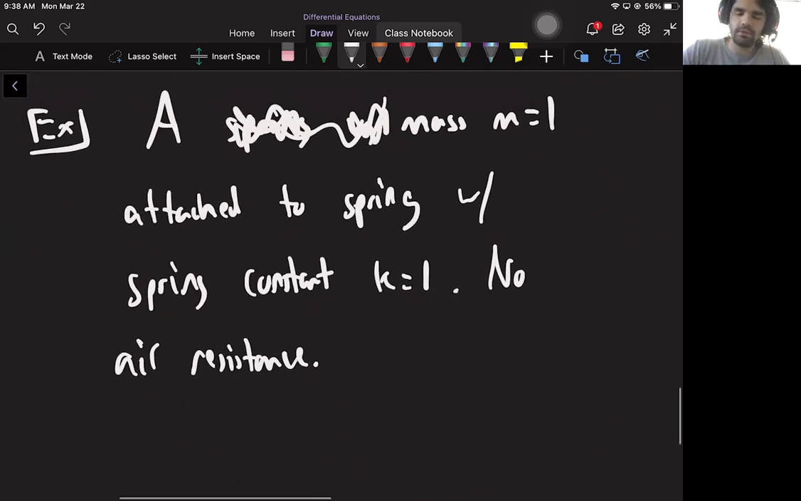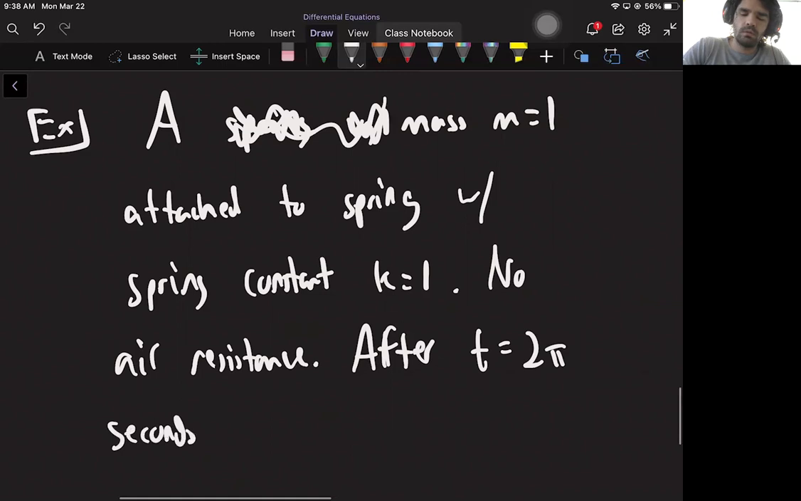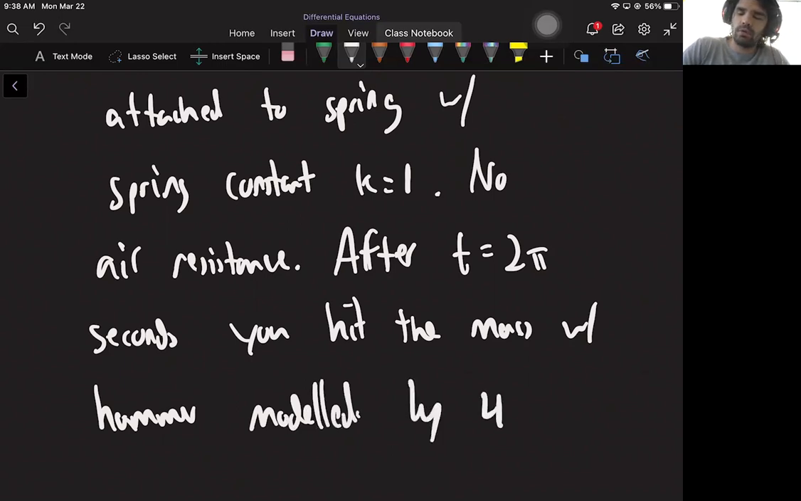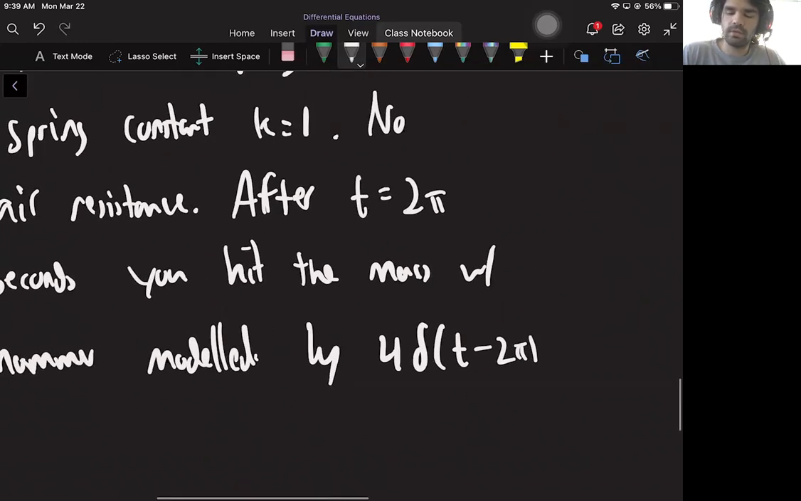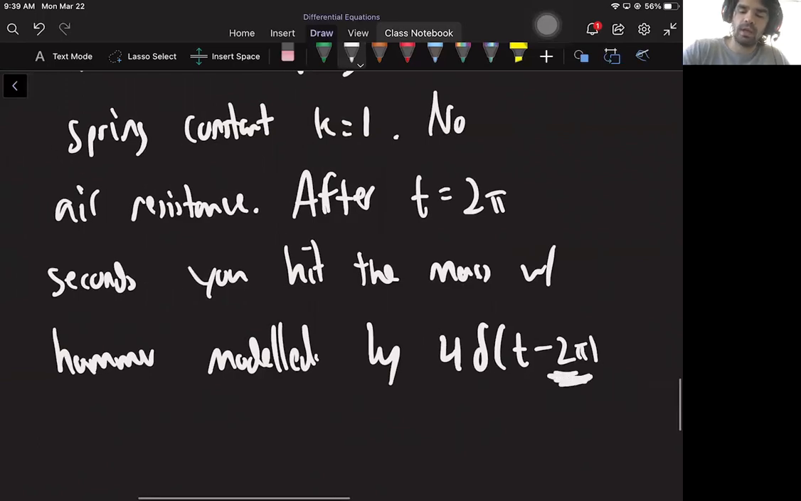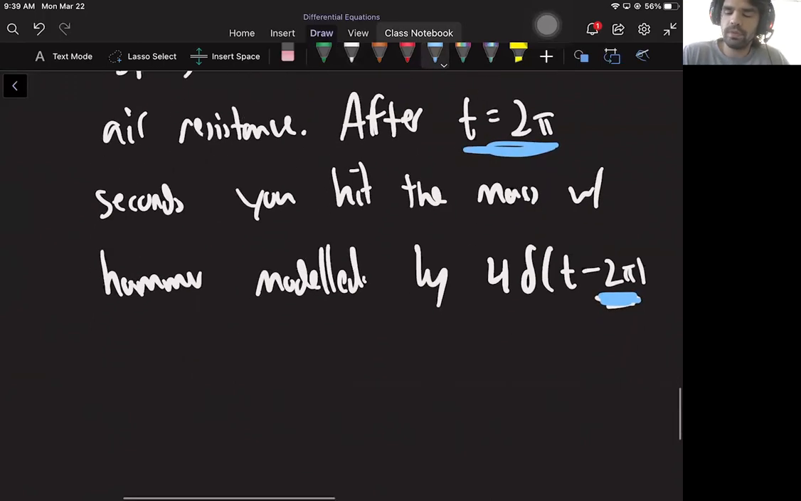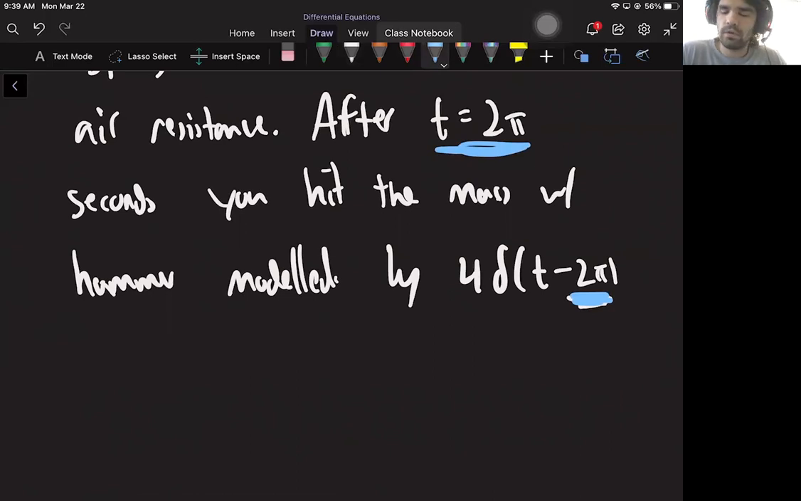And after some amount of time, so 2 pi seconds, you hit the mass with a hammer. So you just hit it really hard. And so this will be modeled by 4 Dirac delta of t minus 2 pi, because it's happening after 2 pi seconds. So that's the time at which the hammer hits. So it's t minus that number. And then the 4 is just saying we're multiplying it by a number to make it bigger than normal. It would just be a 1 otherwise, but now we want a 4.